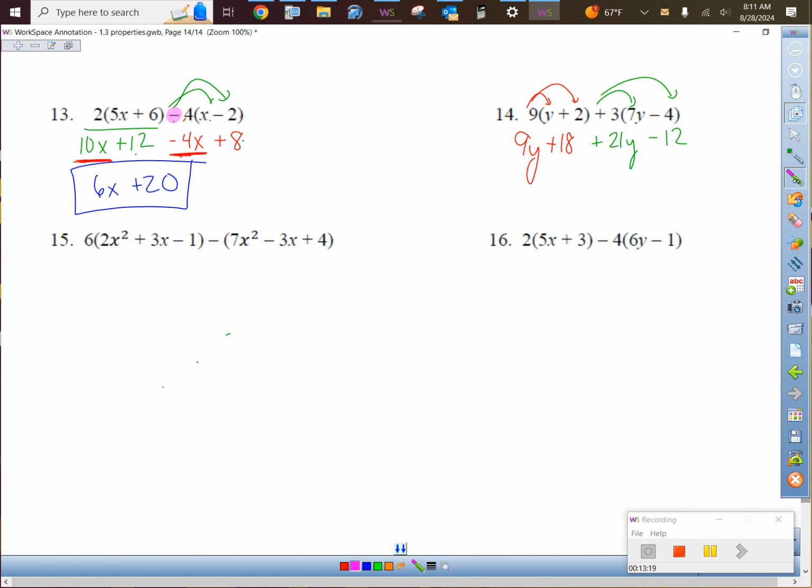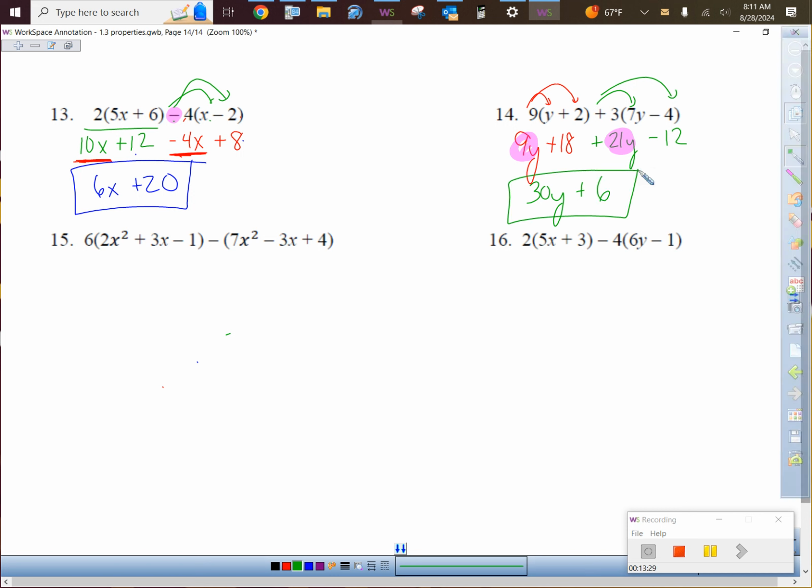How many total y's do you have after you've just combined like terms? 30 y's. And then 18 take away 12. How much is that? 6. Are we cool with that?